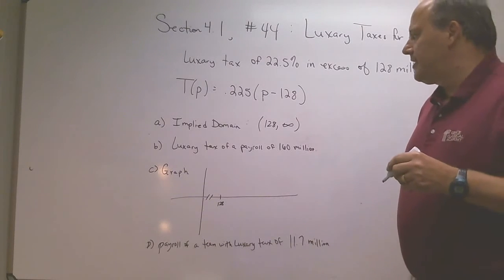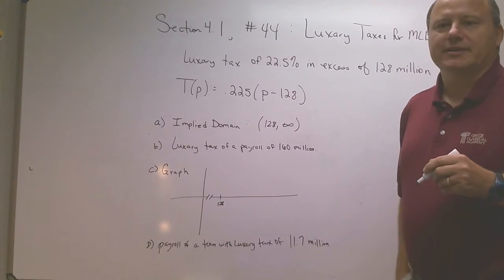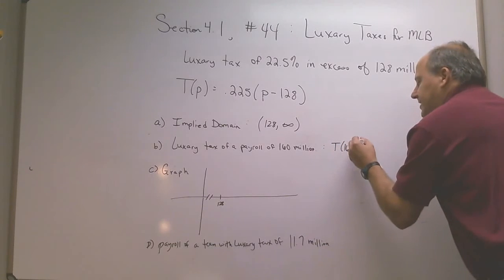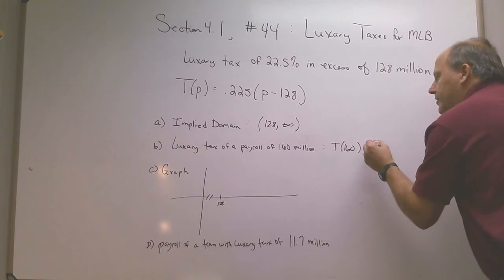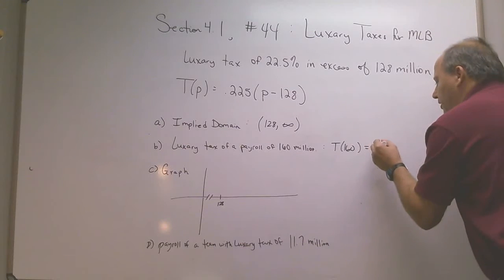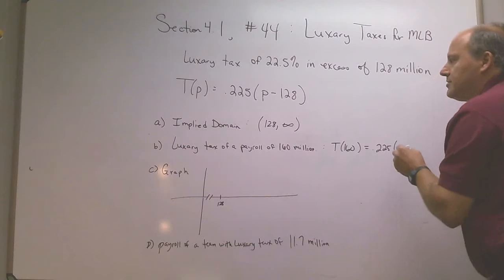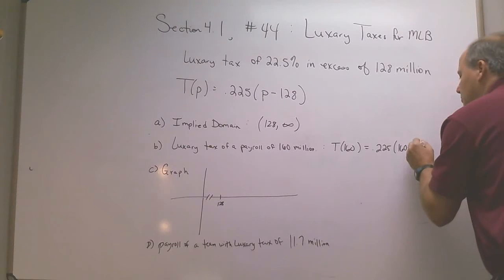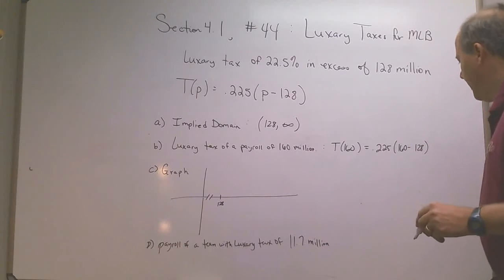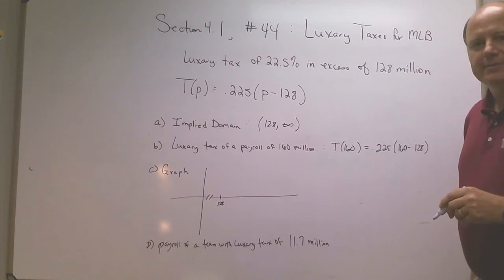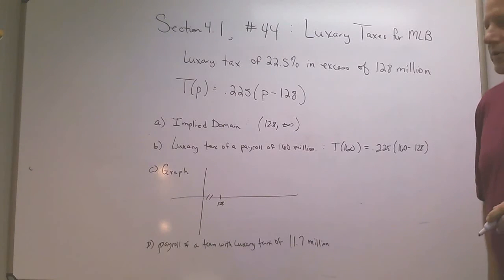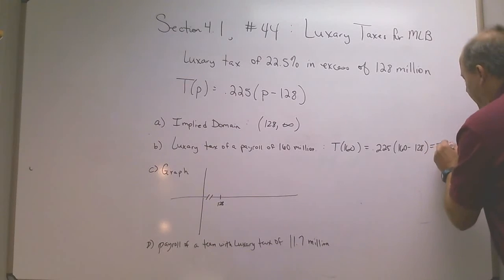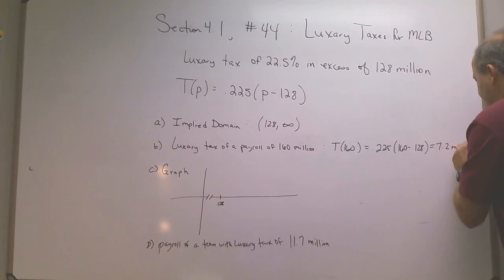Part B wants to know the luxury tax of a payroll of 160 million. So this is just a plug and chug. You just plug in 160 there, and that would be 0.225 times 160 minus 128. Now, I normally wouldn't do these problems in these explanations because I want you to do some work on it, but on this one I'll do it, and I believe it's like 7.2 million. So the team would have to pay $7.2 million in luxury taxes.